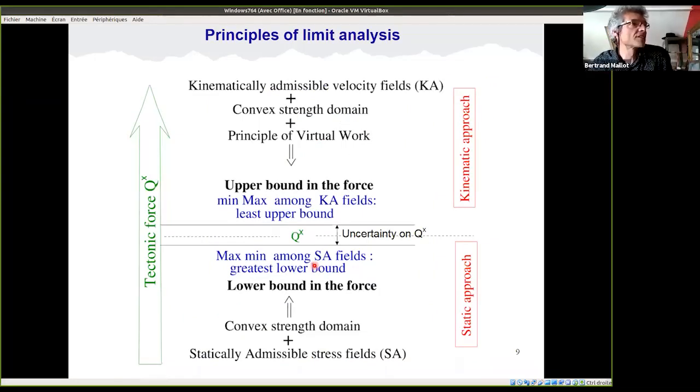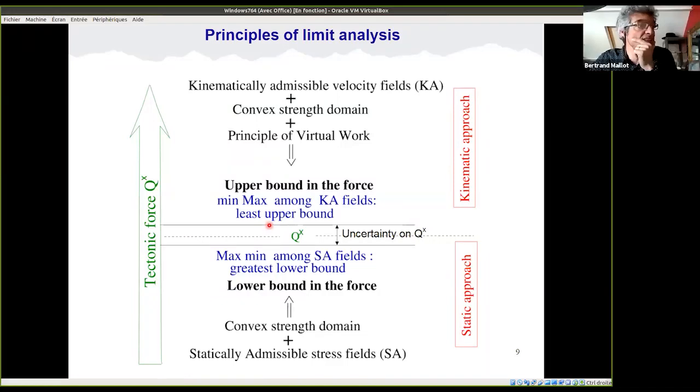More details, but Christian has certainly explained that in his seminars. The limit analysis involves choosing a kinematically admissible velocity field, a convex strength domain, and the principle of virtual work, which ensures mechanical equilibrium, to yield an upper bound on the force. In other words, you have to guess a solution where the structure is failing, and therefore the force that goes with it is an upper bound. And you will try to minimize this upper bound in order to have the least upper bound, somewhere here on the black line.